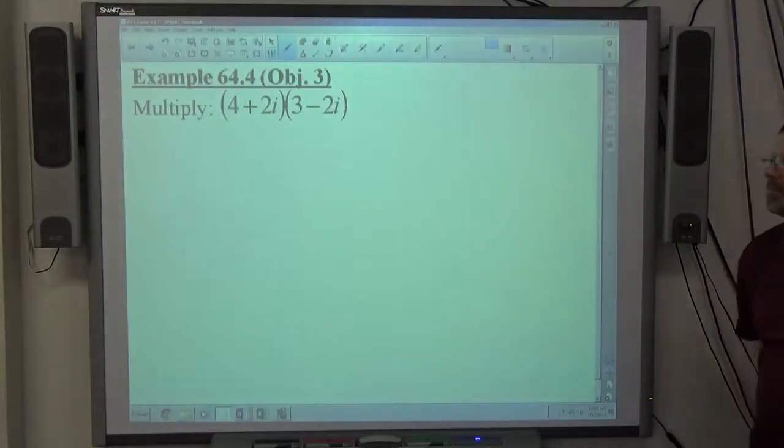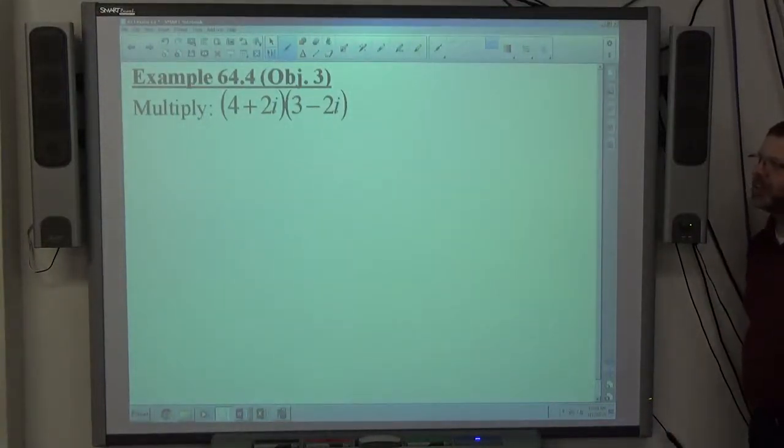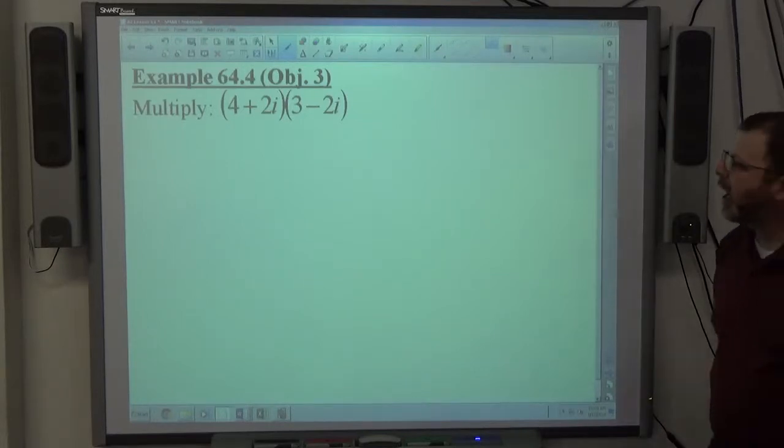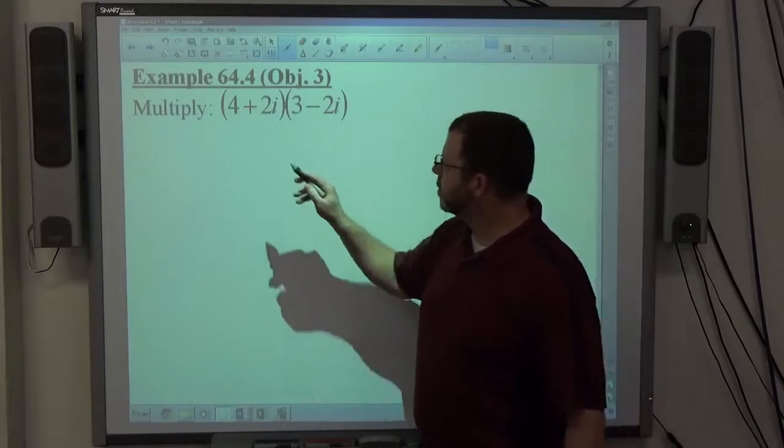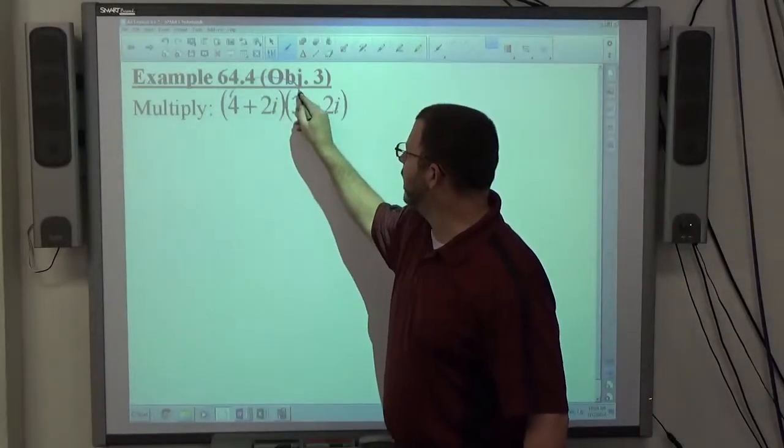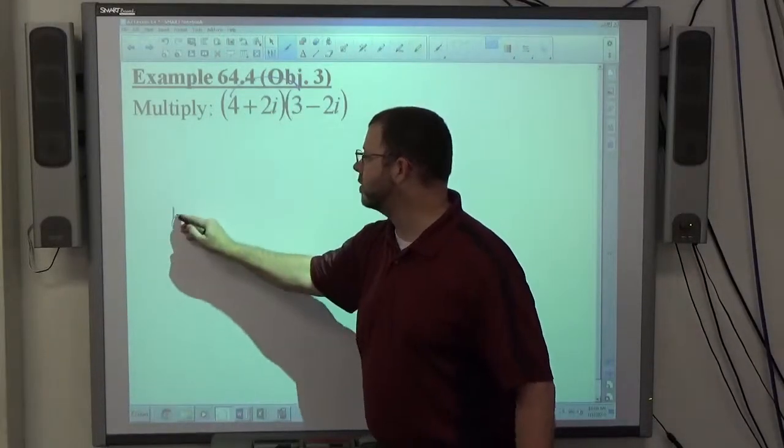Example 4. Multiply 4 plus 2i times 3 minus 2i, multiplying complex numbers. And this is just a FOIL problem. So I'm going to multiply 4 times 3. Real times real makes real.